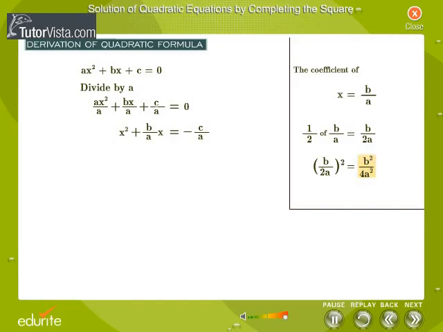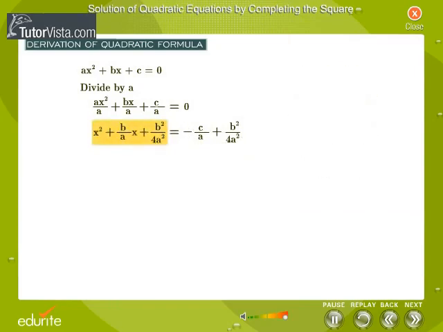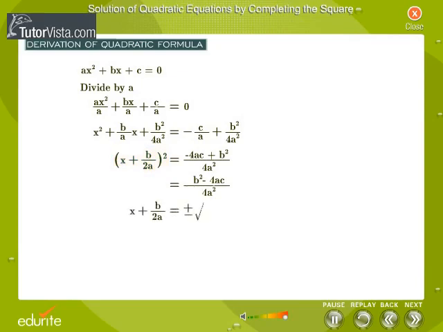We add b squared by 4a squared to both sides of the equation. Can you see that the left-hand side is a perfect square? We can write it as x plus b by 2a the whole squared. We take the square root of both sides of the equation. We get x plus b by 2a is equal to plus or minus square root of b squared minus 4ac divided by 2a.